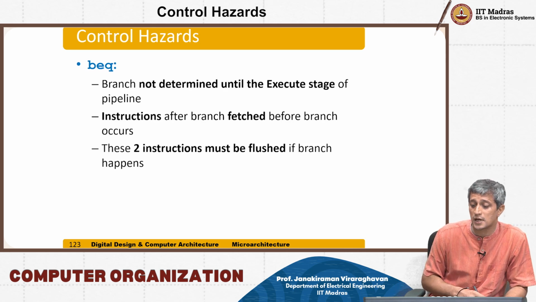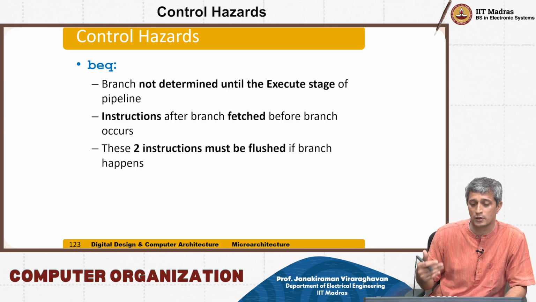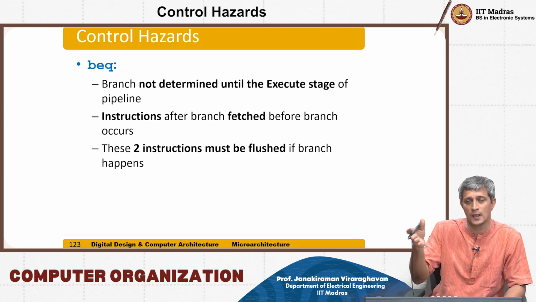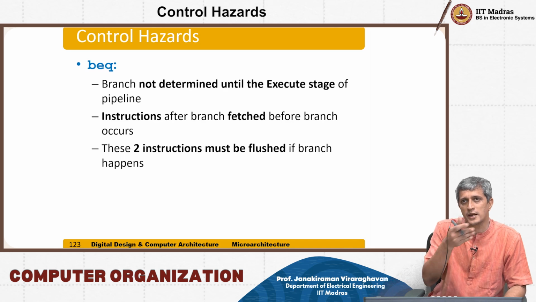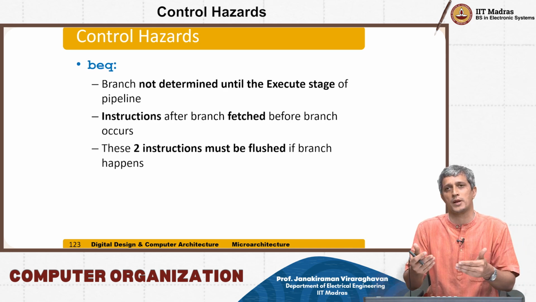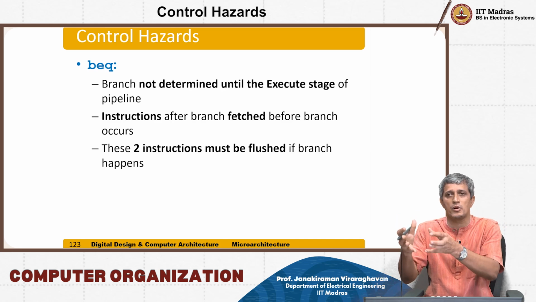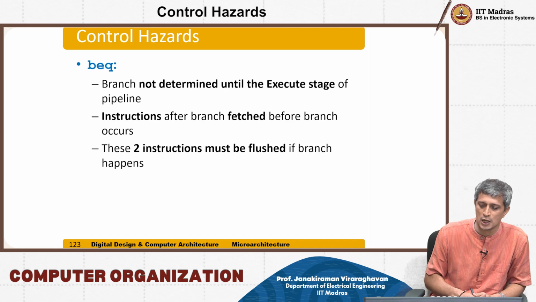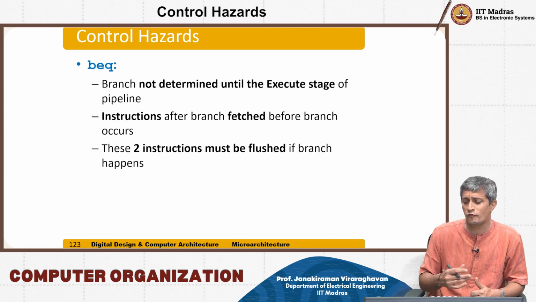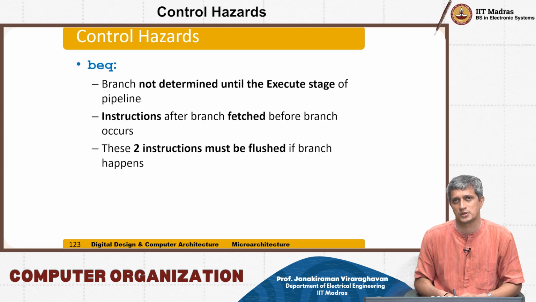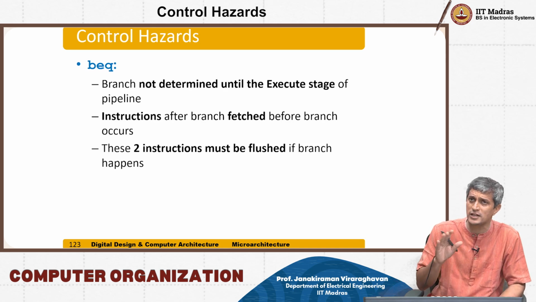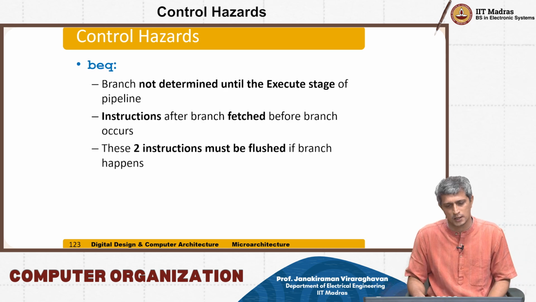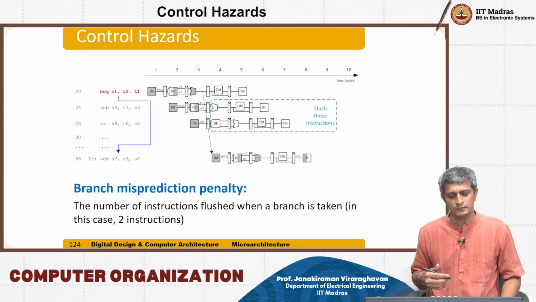So the instructions after the branch are fetched before the branch occurs, right? The execute is the third stage of the pipeline. That means two other instructions would have already entered the pipeline when this comparison between the registers is happening for the branch on equal instruction, right? So these two instructions must be flushed if the branch happens, okay? Only if the branch happens. Otherwise, if there is no branching, then you just continue with whatever sequence has occurred, right?